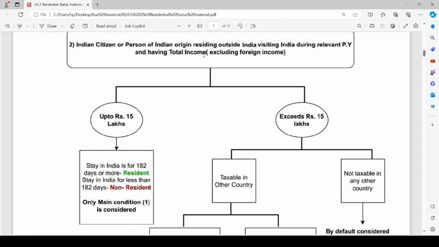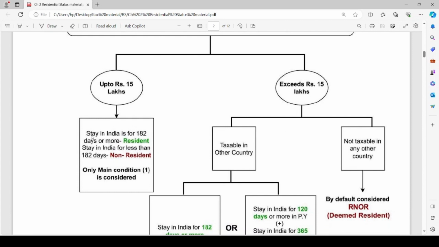His total income, excluding the income which he has earned in foreign land, if it is up to rupees 15 lakh, that is the total income of such person arising in India is not exceeding rupees 15 lakh or is up to rupees 15 lakh only. In such a case, we have to see if he is staying in India for 182 days or more. If he does, then he is considered to be resident. If the period of stay in India is for less than 182 days, in such a case, the person is considered to be non-resident.